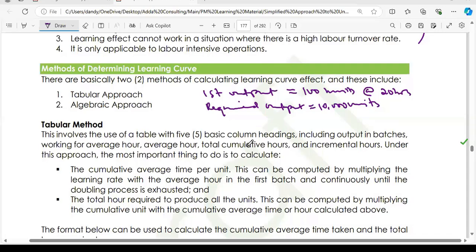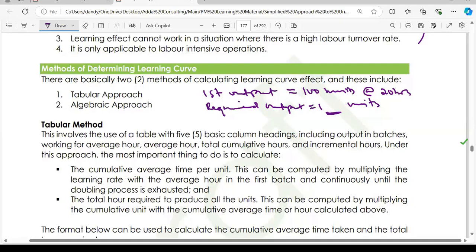Now, what we are saying here is that if the output in the first batch is 100 units at 20 hours, so to produce the 100 units is 20 hours, then you are now told to determine the cumulative hours to produce 10,000 units. First things first, for me to be able to use the tabular method, I must ensure that this required output is within the doubling range. So I need to ask myself, is it possible for me to double 100 to make up 10,000? In fact, 10,000 is even too much to take time.